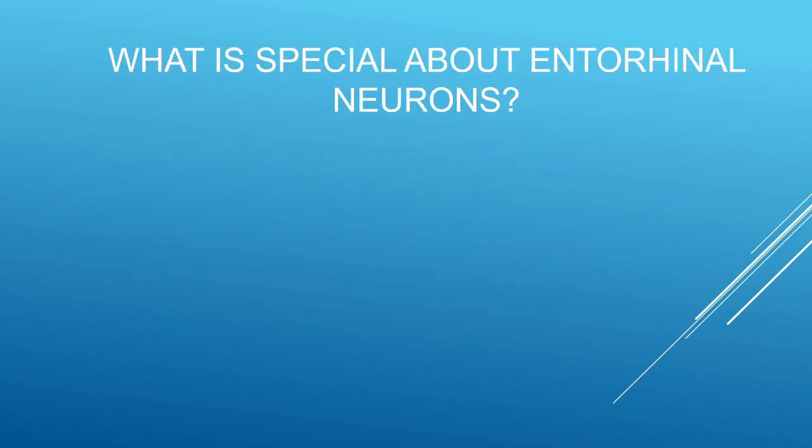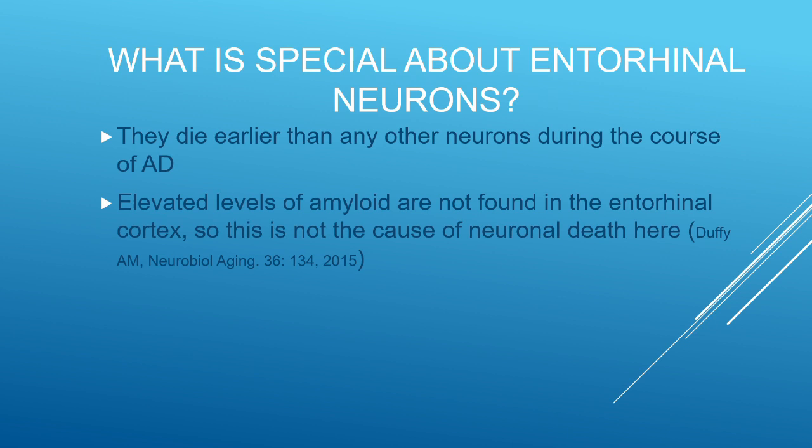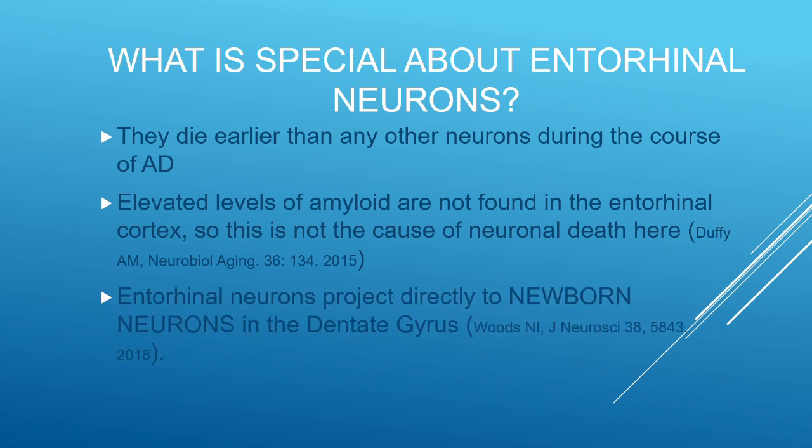Well, one of the things that might be helpful in understanding Alzheimer's disease is what is so special about the entorhinal cortex neurons that die in the very first place. We know that the entorhinal cortex does not contain elevated levels of amyloid. What other special features of the entorhinal cortex are known? Well, one thing that's surprising about these nerve cells is that they send nerve fibers that connect to newborn neurons in the dentate gyrus. Now, newborn neurons is a new concept in itself.